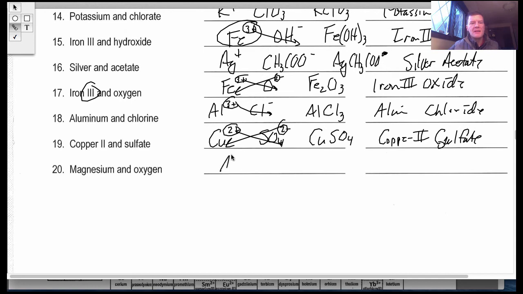Okay, magnesium is a +2, oxygen is a -2. So just need one of each of those in the same ratio here, 2-to-2 or 1-to-1, always reduce it. So magnesium oxide, and the name is magnesium oxide. Okay?